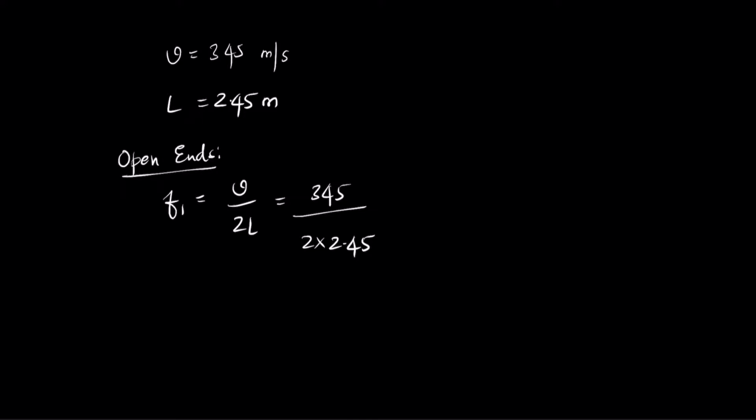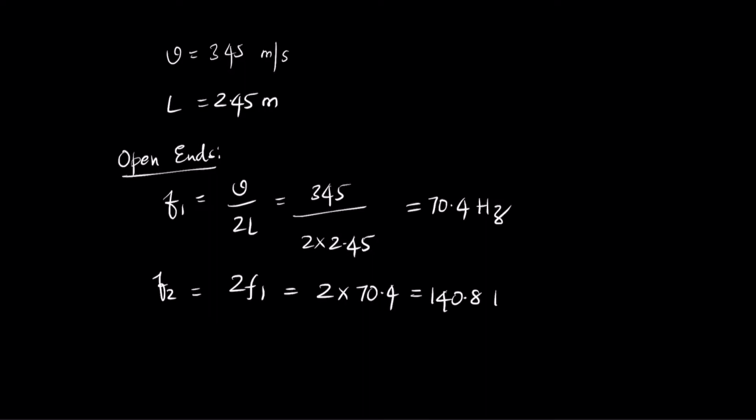So let's use a calculator and calculate the value. So you have 345 divided by 2 times 2.45. That value becomes 70.4. Remember the unit for frequency is hertz. So F2 becomes, remember that it's open end, so it becomes 2 times F1. So it becomes 2 times 70.4, which is 140.8 hertz.